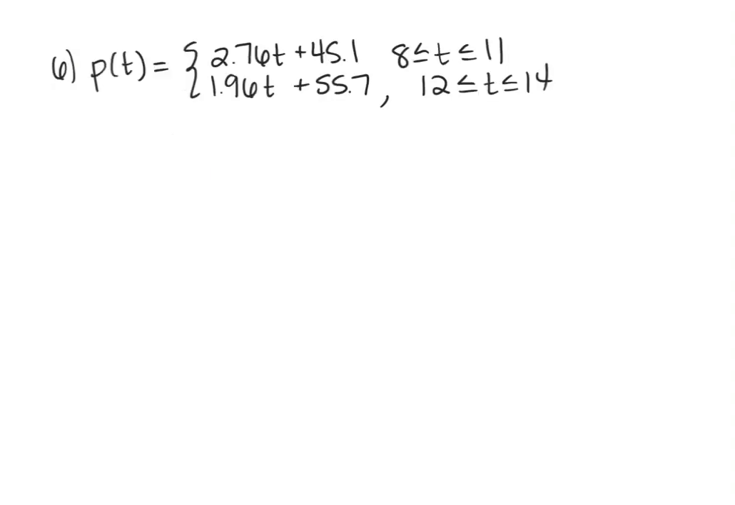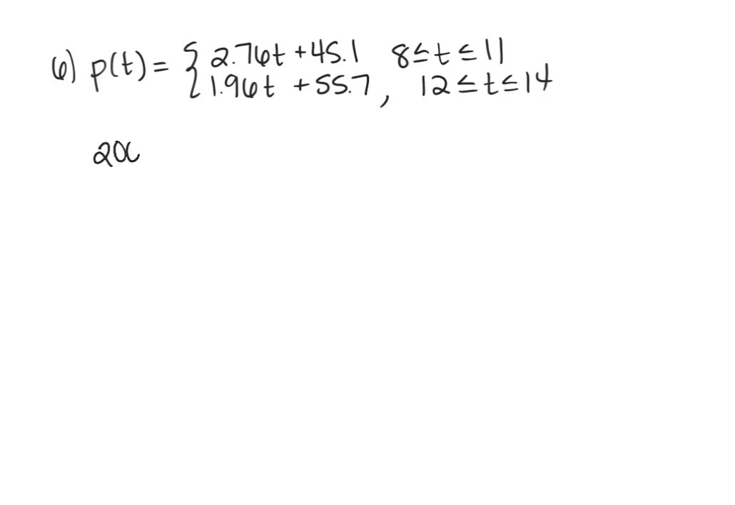You also had a question about number 6, filling in that table for this piecewise function. In this case, they did let you know that t is representing the years since 2000. So we have 2008 for t equals 8, and then for 2009, t would equal 9. Now the thing with these piecewise functions is they are defined differently for different values of t. So for any value of t between 8 and 11, I'll use the top function. For any value between 12 and 14, I'll use the bottom function.